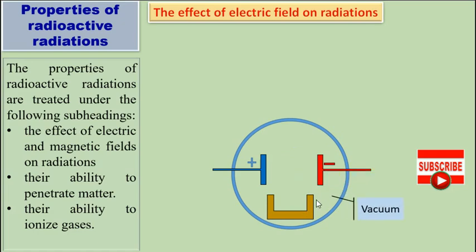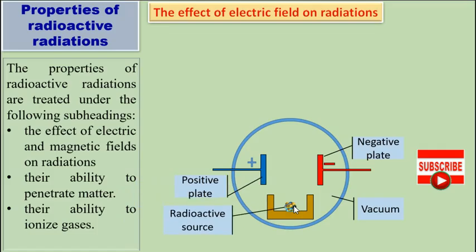So you have the vacuum here, then you have the negative plate here, and then you have the positive plate here, and then you have the radioactive source in this place. So now we have the radioactive source. That means this particular nucleus will be able to emit these radiations that we are talking about. Now let's see what is going to happen. Let's study the first emission, and then let's examine the properties of that first emission.